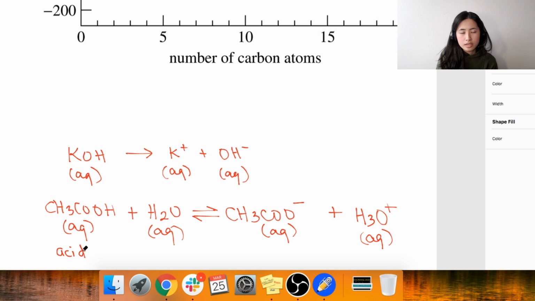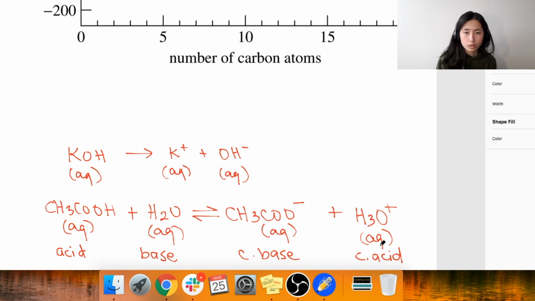And on top of that, based on Bronsted-Lowry, what did they say? They're saying that you have an acid and you have a base. Because you have an acid, you're going to have that counterpart, which is your conjugate base, and this is your conjugate base. Then your conjugate acid is H3O plus. Does that make sense?